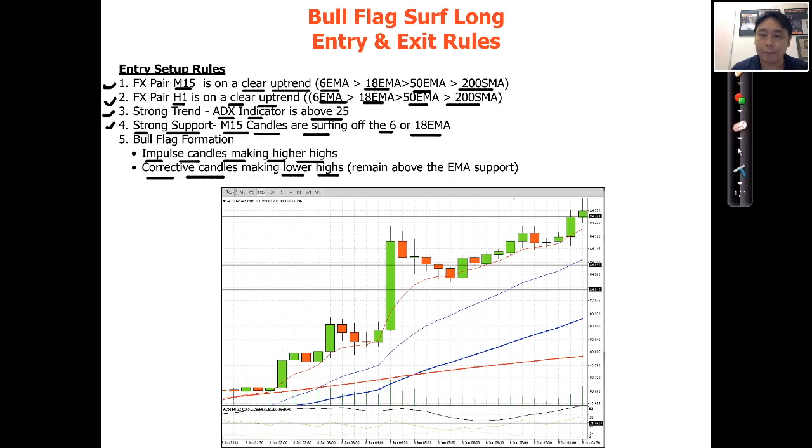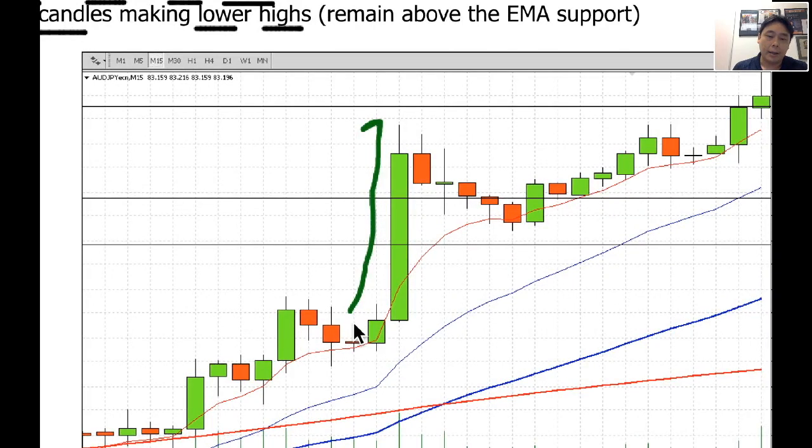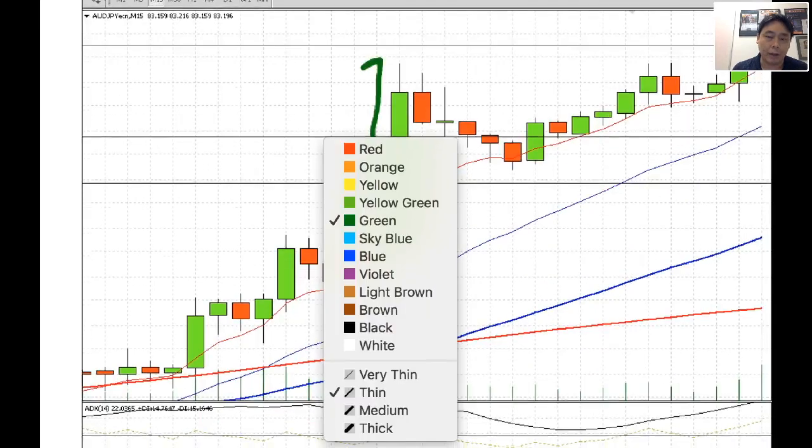Now, what's important is that when you have the impulsive candles, let me just draw it for you one more time. Over here you can see the impulsive candles, right? And it starts from here because this is a high, it's a high, it's a high. So it's higher highs and higher highs. So these are my impulsive candles.